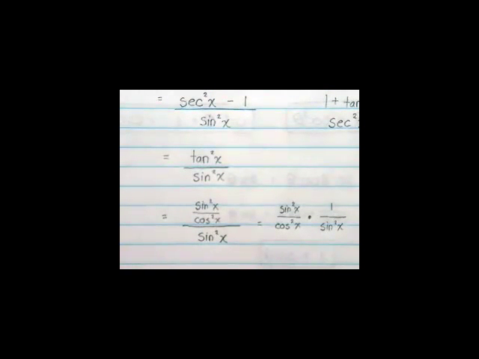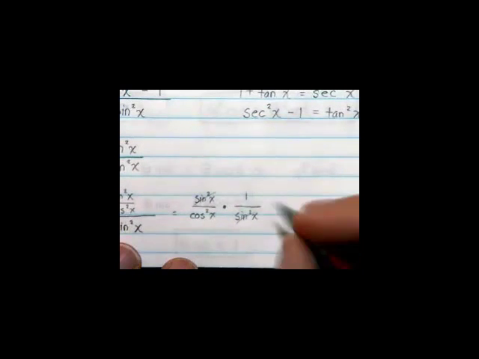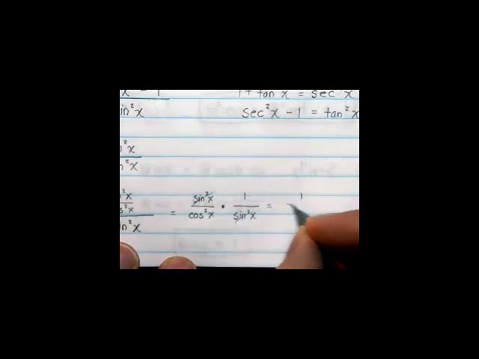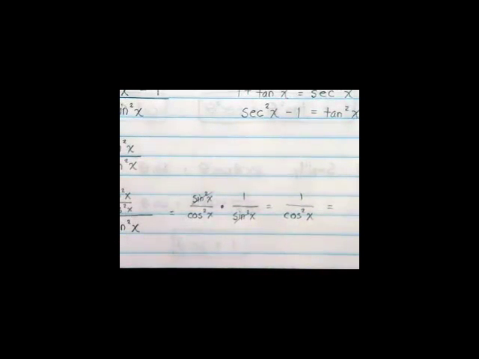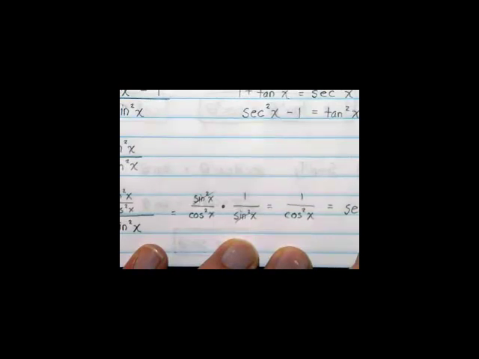And what's going to happen then if we do that? You can do some cancellation there, right? Those sine squareds will go away, and we're going to be left with a 1 over cosine squared. And what is 1 over cosine squared? Secant squared. So this one simplifies all the way down to a secant squared from the beginning.